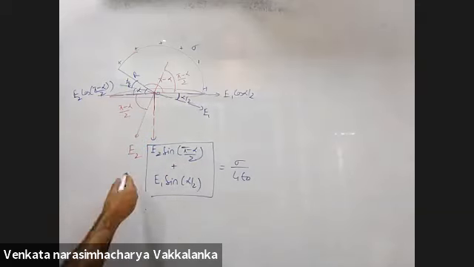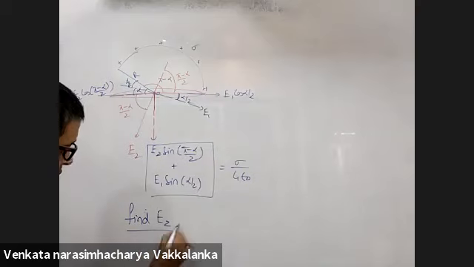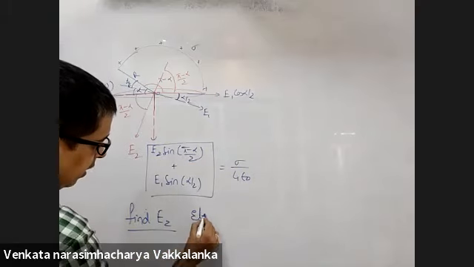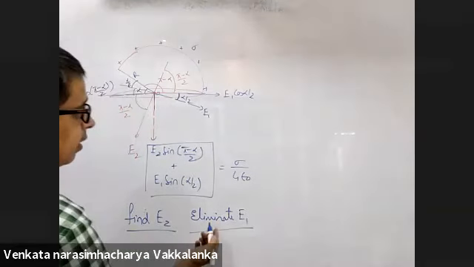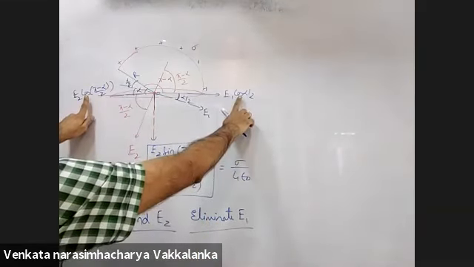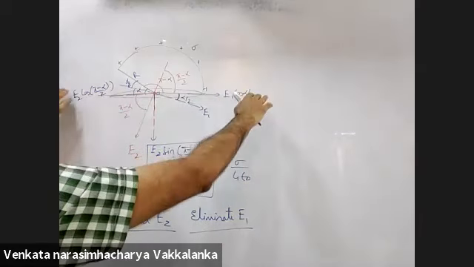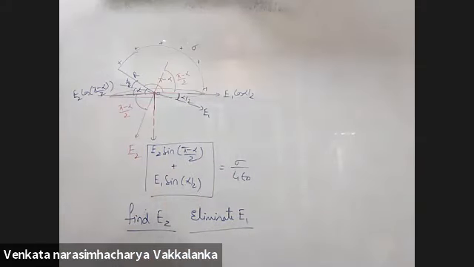What are you expected to calculate? E2. Find E2. That means you have to eliminate E1. Two equations, two variables. Equate these both because they should get cancelled out. Add both of them to get sigma by 4 epsilon naught. Job done.